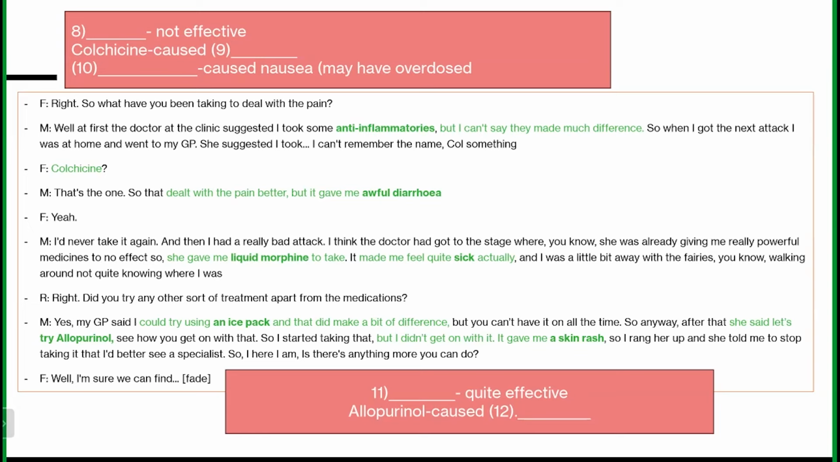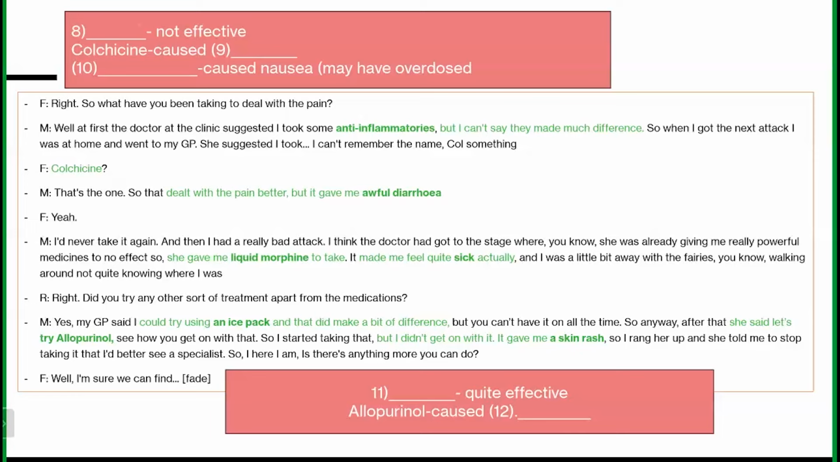And then "I could try using an ice pack." Here, ice pack made a bit of difference. It means quite effective. You can see how they have converted it into written English. That's why we need a script to practice Part A, Part B, Part C, everything. And then "it gave me a skin rash," again, after the skin rash he told me to stop that one.